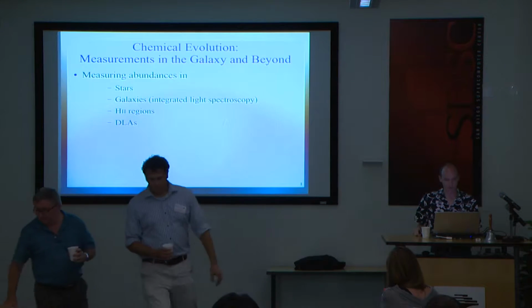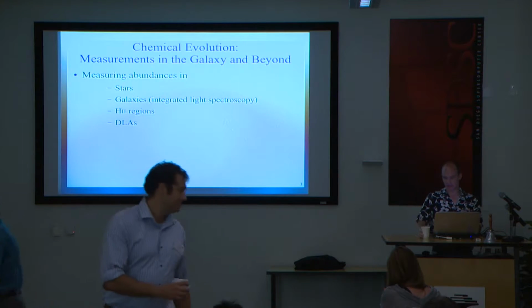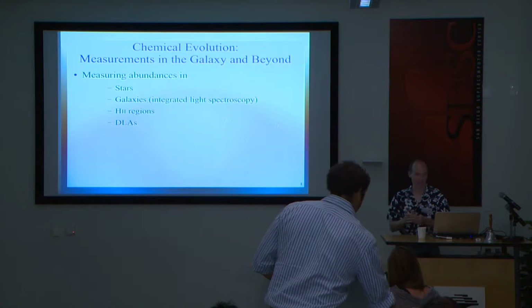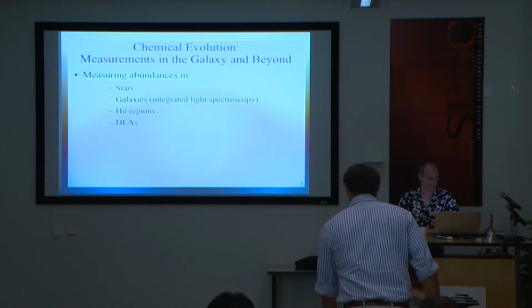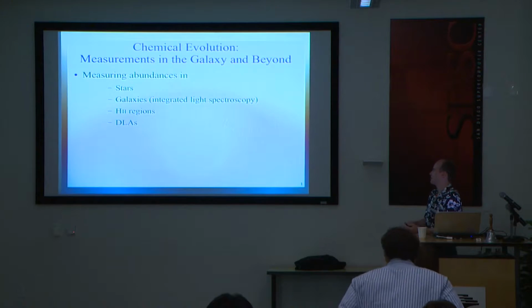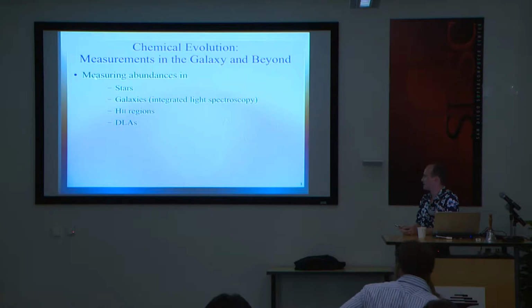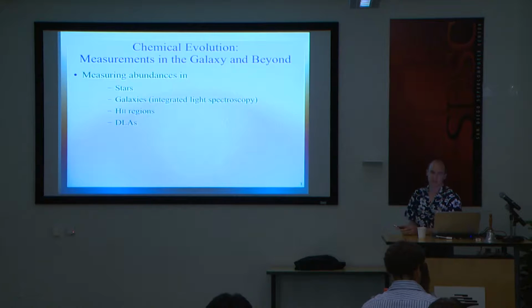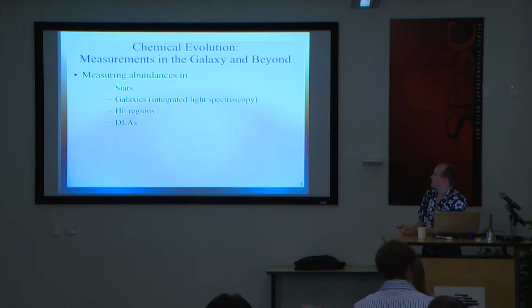Okay, so your token observer is back to tell you things about how you actually measure chemical abundances. I'm going to go through how we measure chemical abundances in stars, which is my expertise, and galaxies, so entire galaxies full of stars, which I hope to soon be my expertise. So here we're talking about spectroscopy of individual stars one at a time.